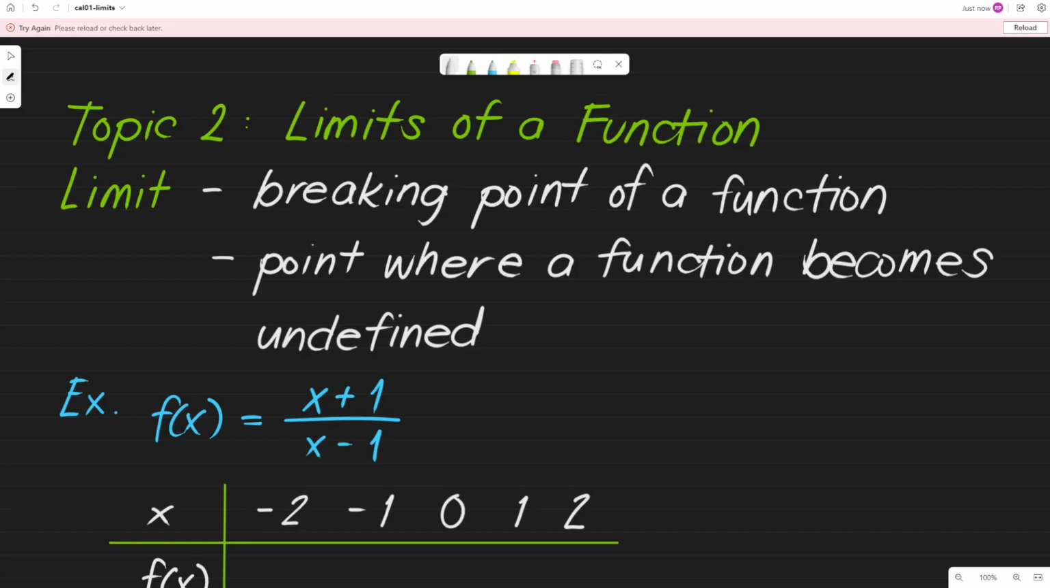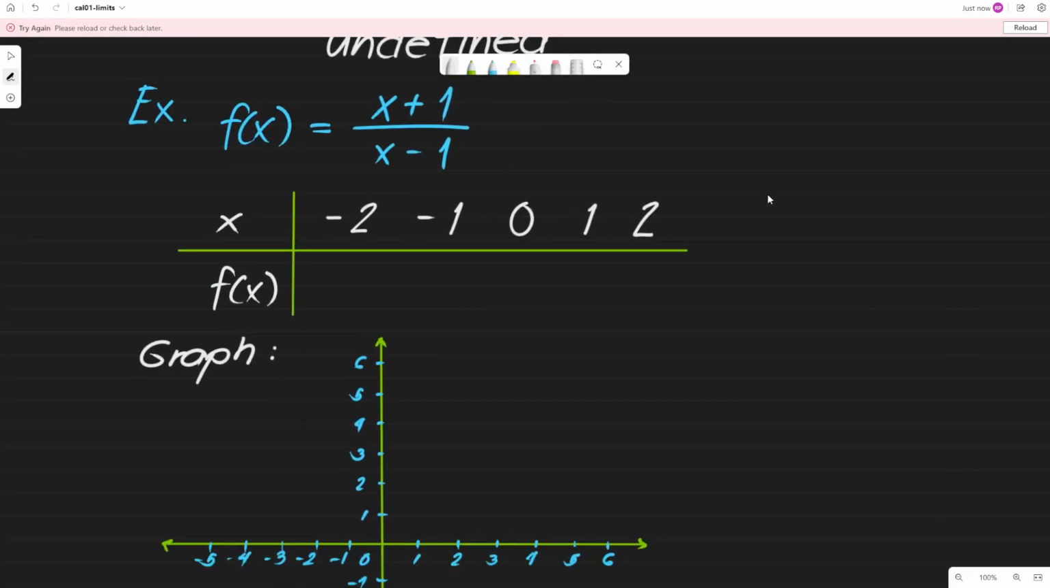So limits, as defined here, the limit is a breaking point of a function. So what do we mean when we say breaking point? That point or that value is where a function becomes undefined. So basically that's what a limit is. Now, for example, we have our function f of x is equal to x plus 1 all over x minus 1. So let us check on which value of x does this function become undefined.